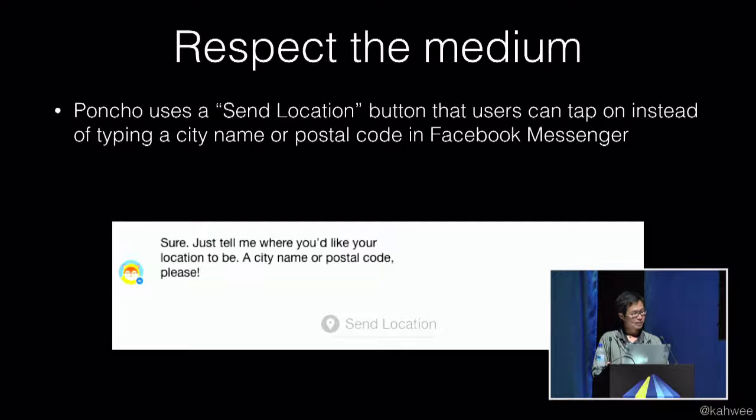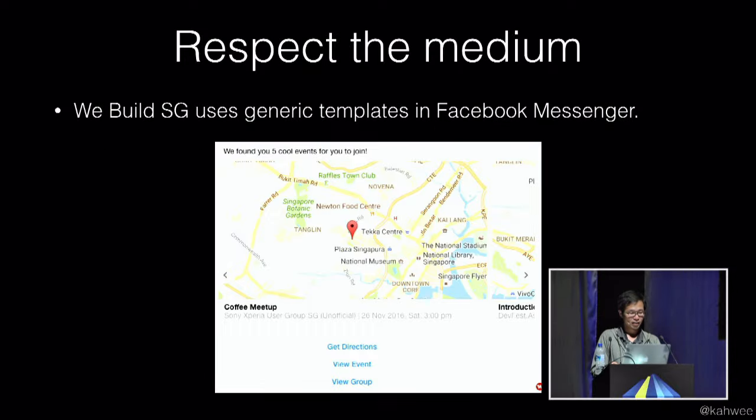So next is to respect the medium. Poncho actually has a send location button, so users can tap on it to send their location. Poncho is a weather-enabled app, so it can tell you every single day whether you need to wear a poncho, whether you need to bring an umbrella and stuff. And for WeBuild.SG, we use generic templates in Facebook Messenger. In this case, you can see that there are buttons where you can click. This is something that is very Facebook specific, and is really trying to exploit the API.